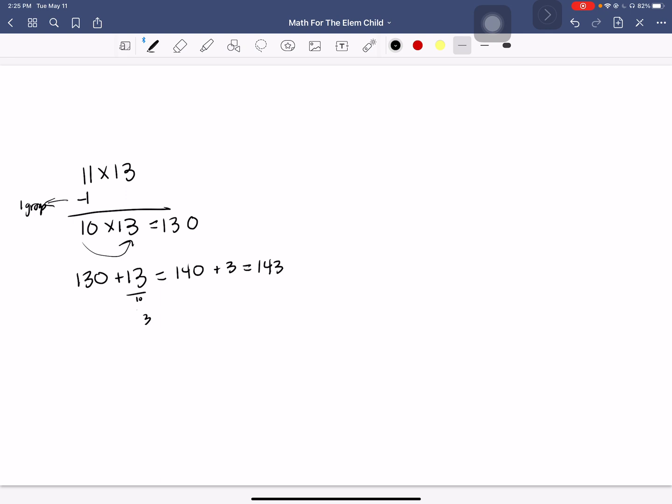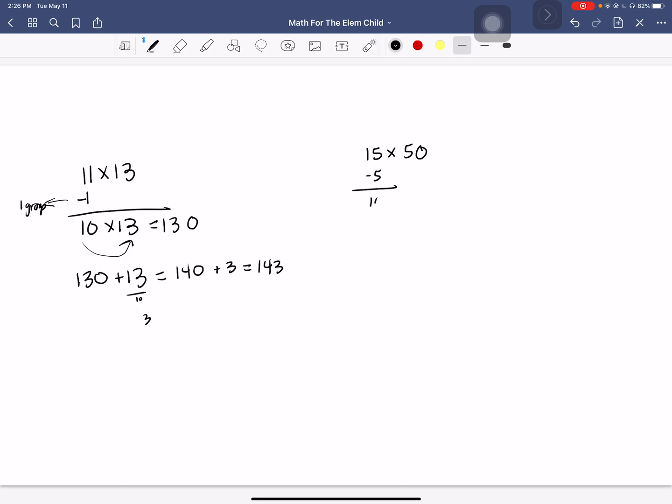Okay, and if we were to do it again, we can work with the question 15 times 50. 15 is not an easy number to work with, but we know we have a 50, so we don't have to change that one. We can change the 15. We can either add a 5 and make it a 20, or we can take away a 5 and make it a 10. So I'm going to take away the 5 and I'll make it a 10.